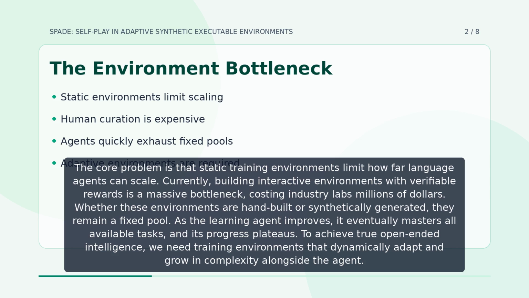The core problem is that static training environments limit how far language agents can scale. Currently, building interactive environments with verifiable rewards is a massive bottleneck, costing industry labs millions of dollars. Whether these environments are hand-built or synthetically generated, they remain a fixed pool. As the learning agent improves, it eventually masters all available tasks, and its progress plateaus. To achieve true open-ended intelligence, we need training environments that dynamically adapt and grow in complexity alongside the agent.